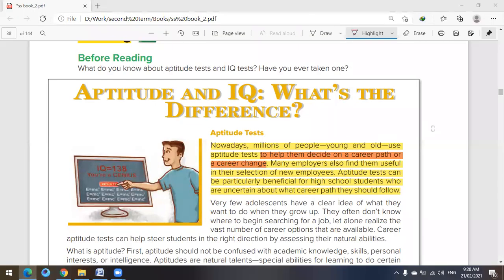Find the answer. Search for the answer. Take your time. Yeah, Hamoud.